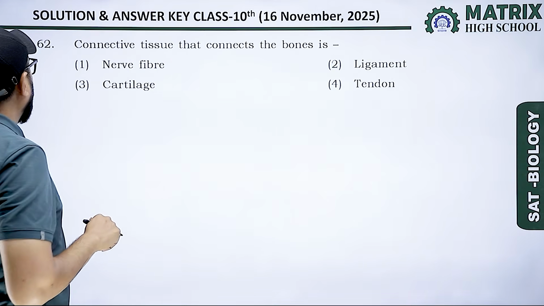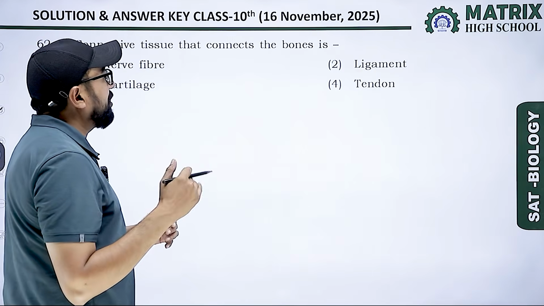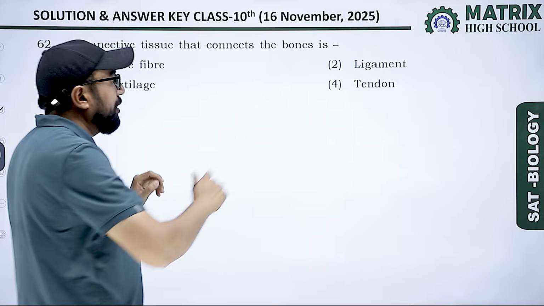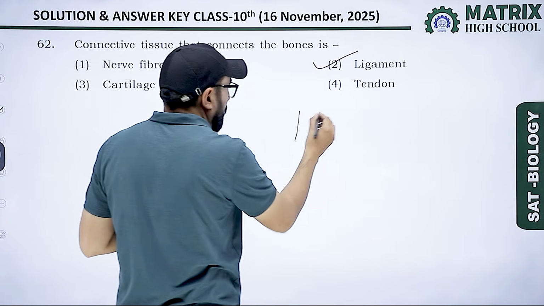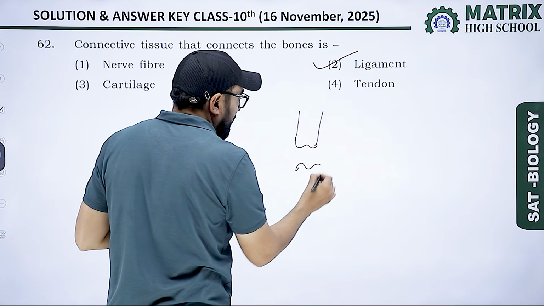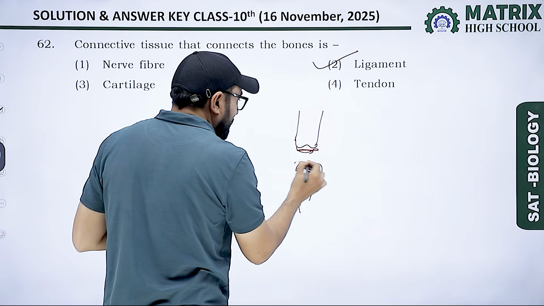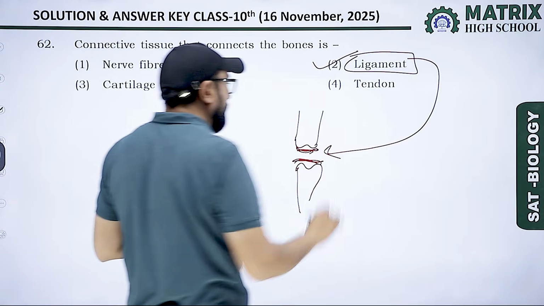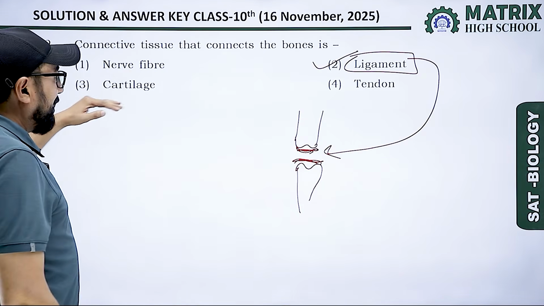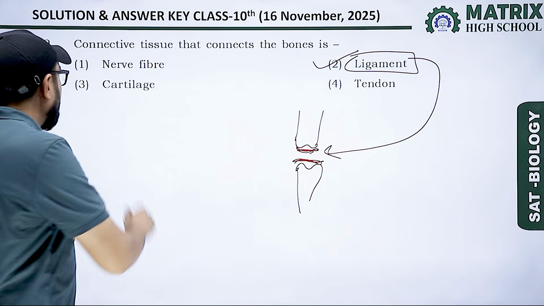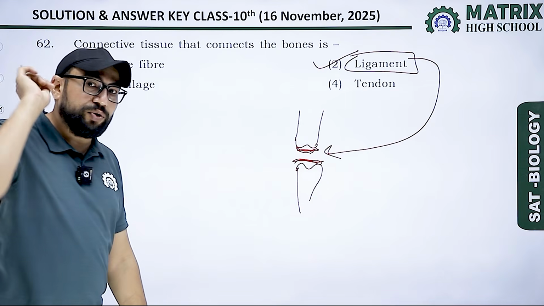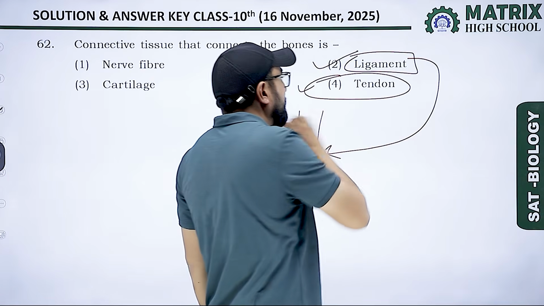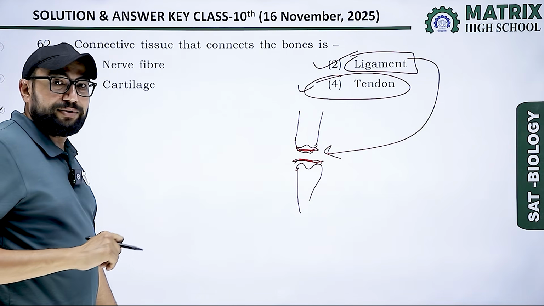Next. The connective tissue that connects bone is nerve fiber? No. Ligament? Yes. One bone and another bone are connected with ligament. So the right answer is ligament. Cartilage is present in the nose and ear tip, and tendon joins muscles to bone. So ligament is the right answer for this question.